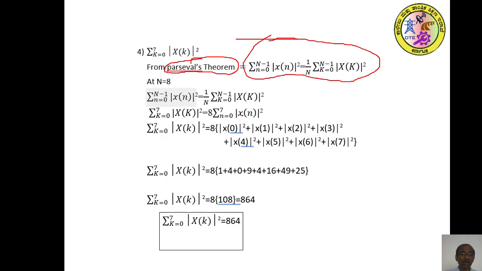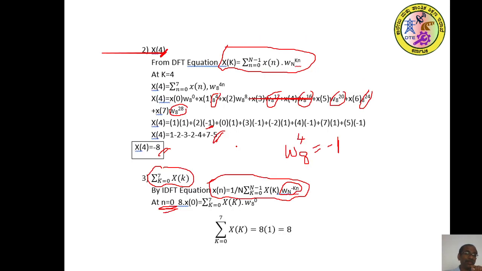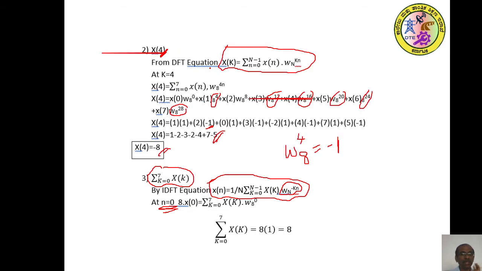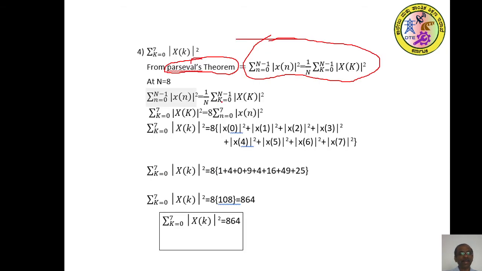So, expand the summation. It becomes modulus of x of 0 whole square plus x of 1 whole square and so on up to x of 7. Each term you take a square, and again luckily the given sequence is real valued. All are real values, no need to worry about complex numbers. Expand this completely, multiply with that 8, and your answer will be 864.